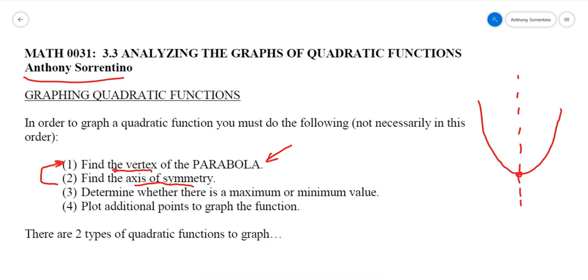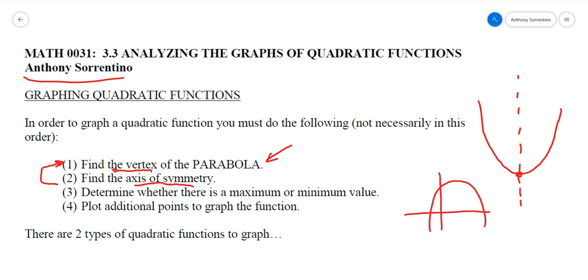We want to determine whether there is a maximum or minimum value, and we're going to be able to know, because we want to know if it's going to look like this, or is it going to look more like this. That's important. And we want to be able to find additional points to graph of the function, but we want to be choosy about them so we can get an idea of what the picture looks like without having to graph too many points.